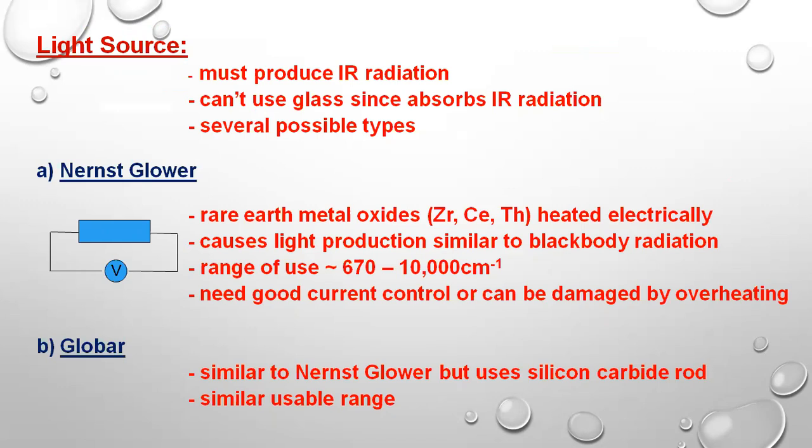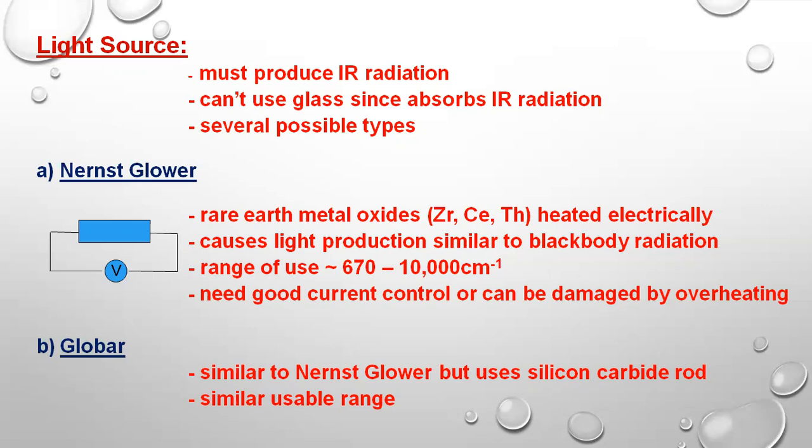First is Nernst glower. Nernst glower is generally made up of zirconium, cerium or thorium oxides. These rare earth metal oxides, when heated, produce radiations which are similar to black body radiation. The wave number range of these radiations is from 670 to 10,000 centimeter inverse. The limitation with Nernst glower is that it needs good current control, or sometimes upon overheating it can be damaged.